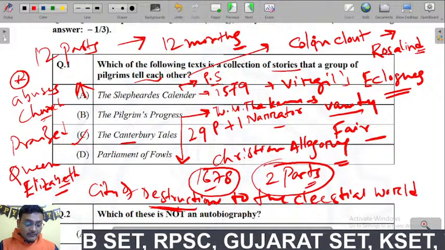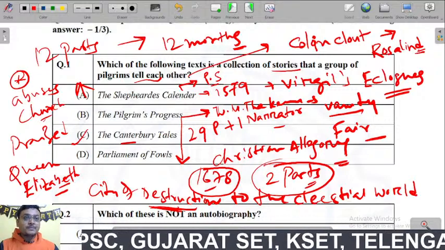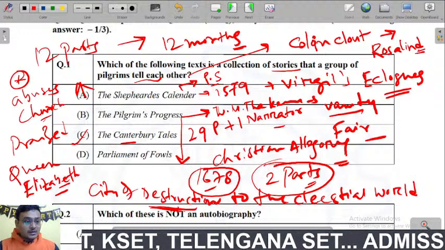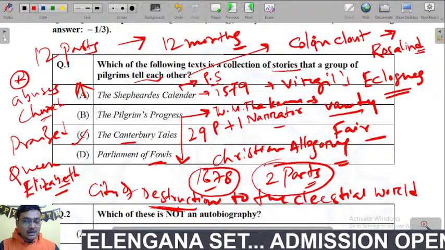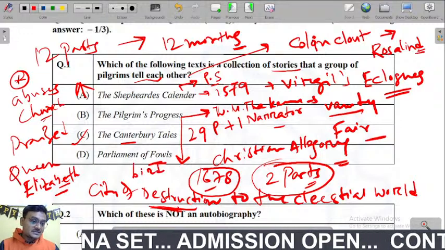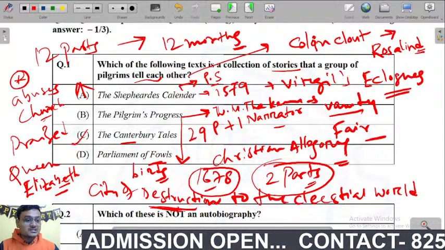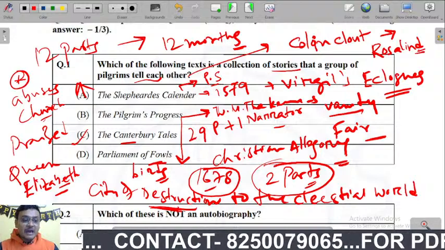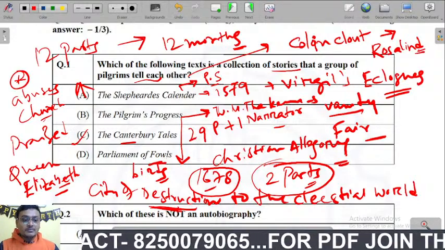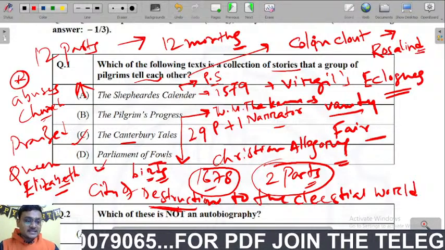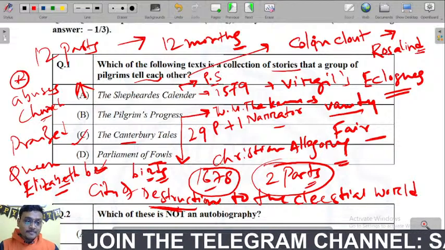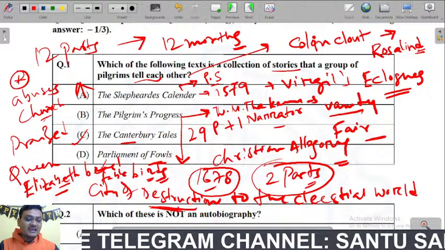So, talking about Parliament of Fowls here, Fowls actually means what? Fowls means birds. Got it? So this is actually a beast fable. Parliament of Birds is actually a work by Geoffrey Chaucer. It is a beast fable talking about what?